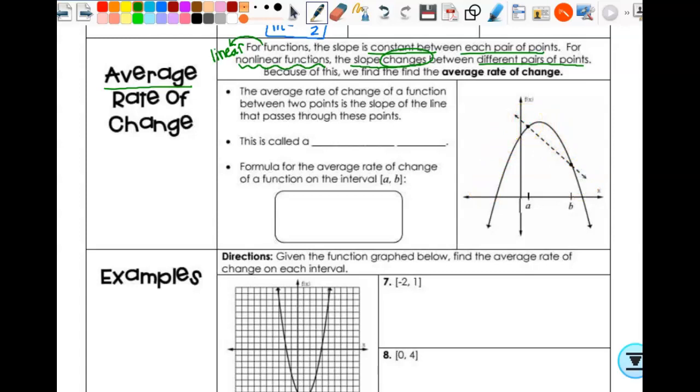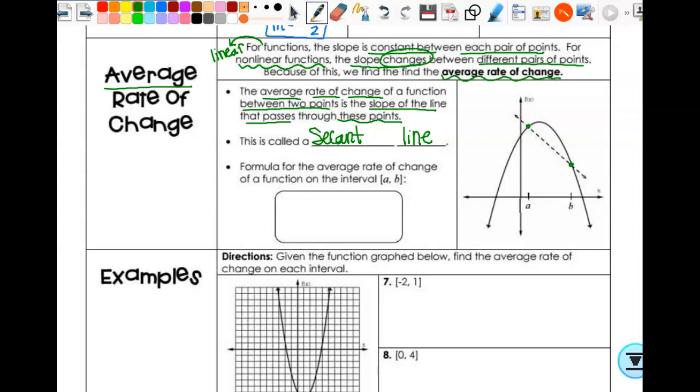So instead of the instantaneous rate of change, like the slope of the tangent line, we can find the average rate of change, which sometimes might be all you really need to know, depending on how we're actually applying this. It says the average rate of change of a function between 2 points is the slope of the line that passes through these points. This is called a secant line. We talked about tangent lines and secant lines on Monday, so I'm not going to redraw all that, but it's a secant line because it intersects at 2 points here.